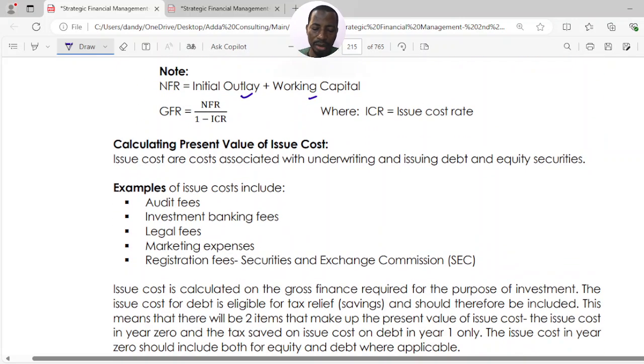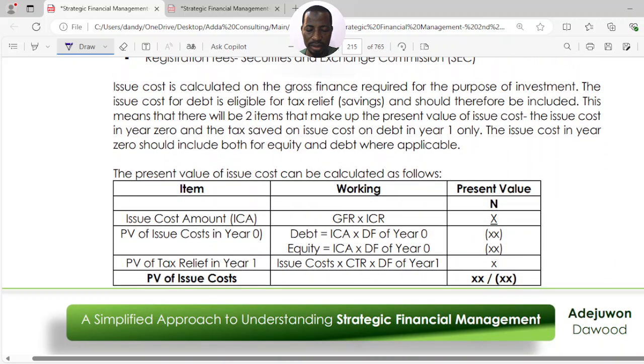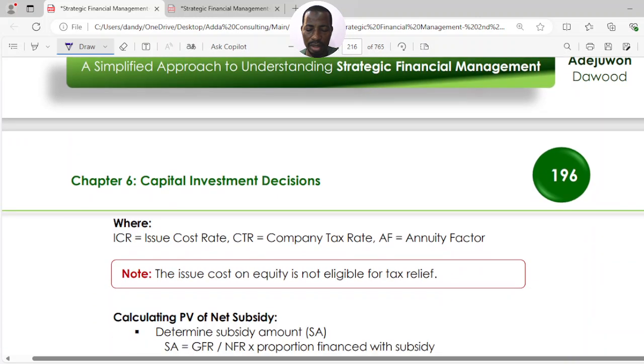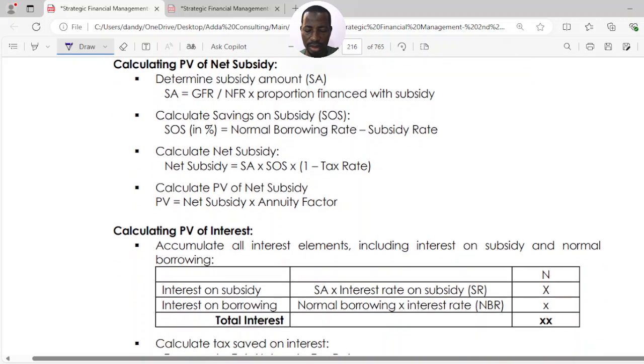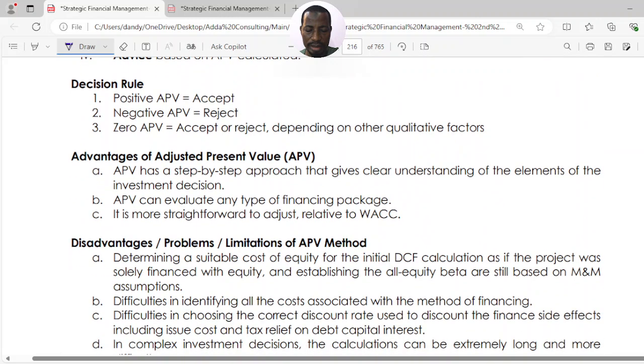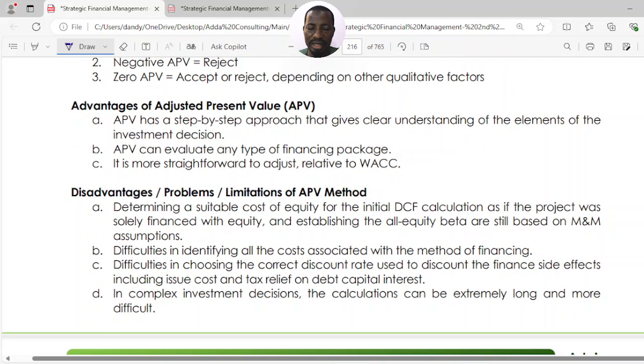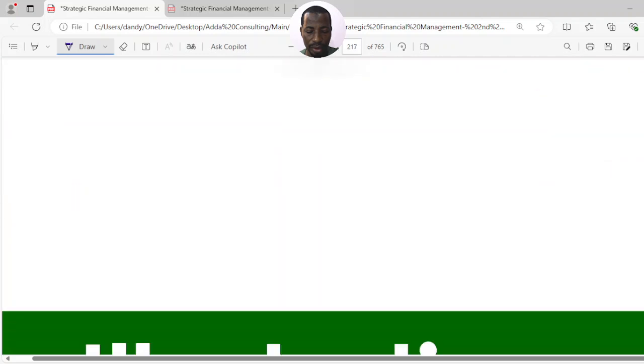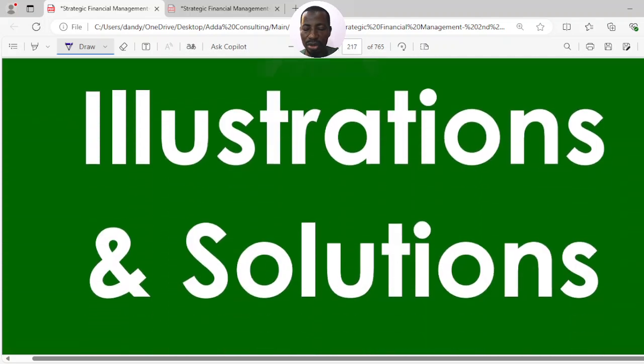So these are the examples of issue cost I mentioned to you earlier today. So at this point, let's solve questions. Yes, of course, you can just read the advantages and disadvantages of adjusted present value. All of this is self-explanatory. So at this point, let's have an illustration.